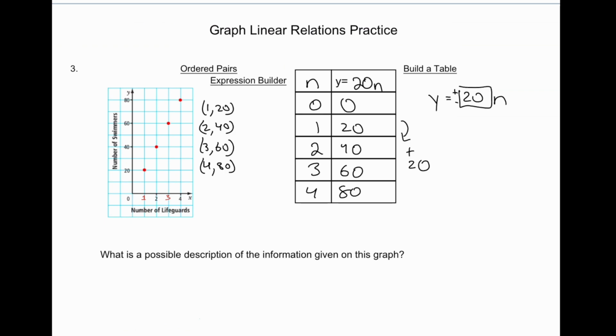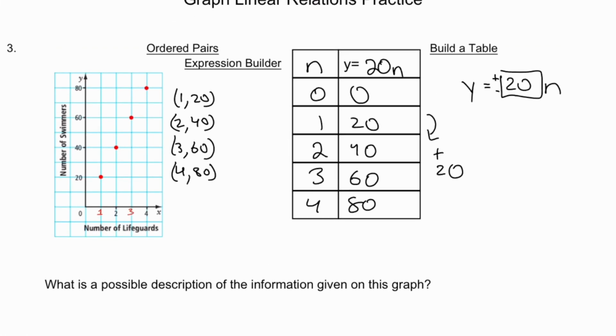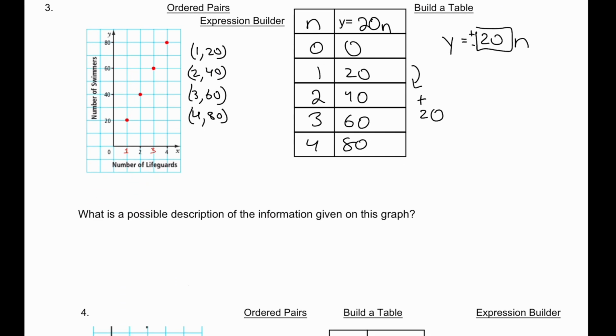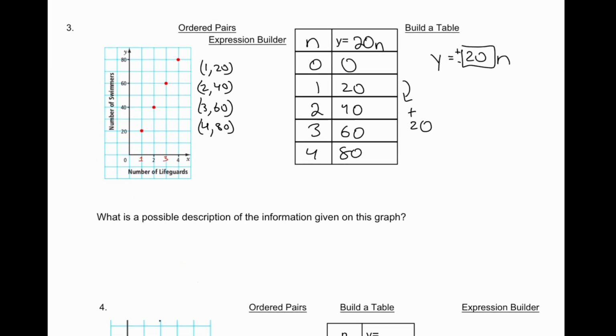What possible description for the information given on the graph? Well, if you look at the graph a little closer, along the x-axis talks about the number of lifeguards, and then on the y-axis the number of swimmers. So as the number of swimmers increases by 20, an additional lifeguard is needed. So then that's what I could write for my description down here.